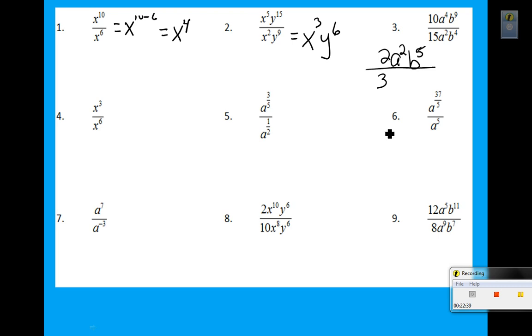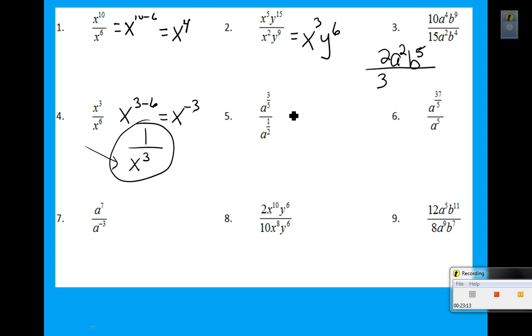Here's my number 4, though. I've got x cubed over x to the 6th. This becomes x to the 3 minus 6, which really becomes x to the negative 3rd, but you're not allowed any negative exponents, so this becomes 1 over x cubed. What I'm hoping that you can do, 3 minus 6 is negative 3. You said a negative, so you go straight to the answer.